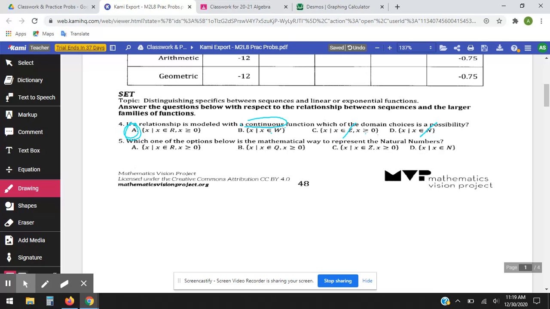real numbers represent continuous. 5, which of the options below is a mathematical way to represent natural numbers? Well, we know natural numbers is not represented with an R, a Q, or a Z. It is represented with an N. So it has to be the last one.